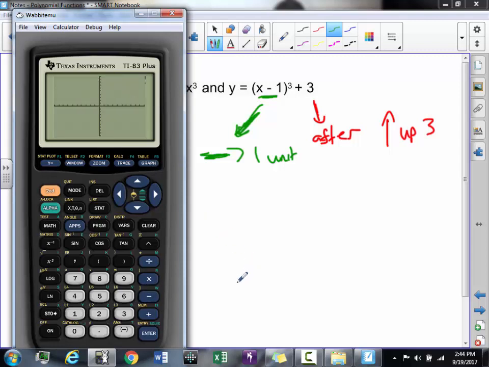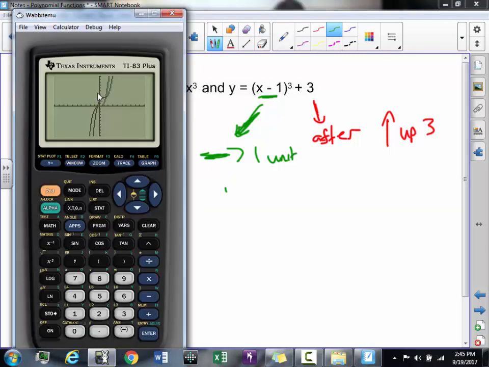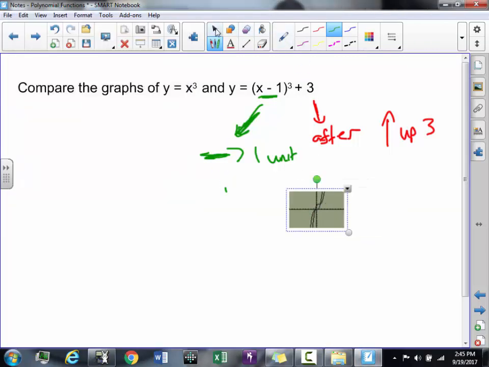As we take a look at it, here's the first one. That's a cube graph. Here's our second one. Now it's kind of hard to see exactly where they are, but maybe I'll try doing this thing again. Drag it into here. That's really cool. I've never tried that before.